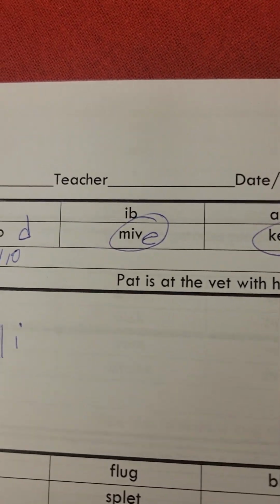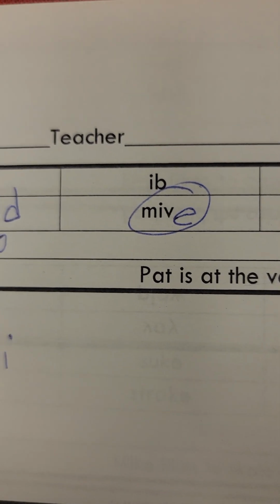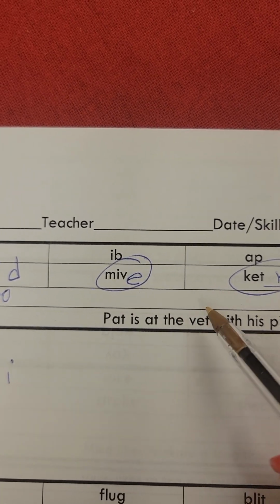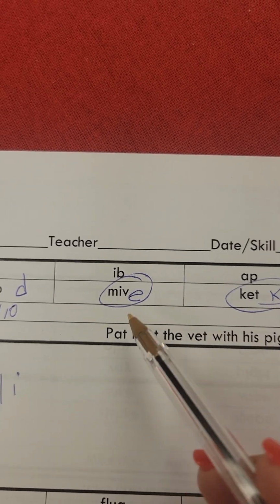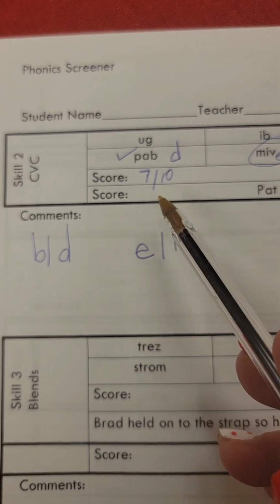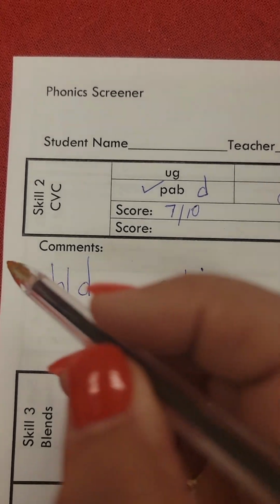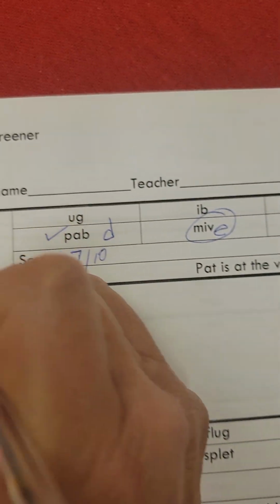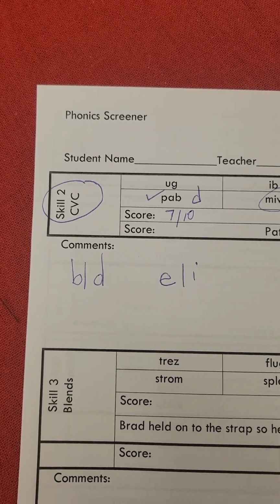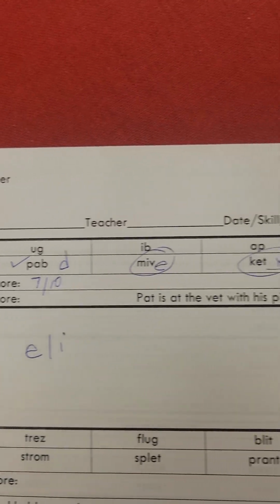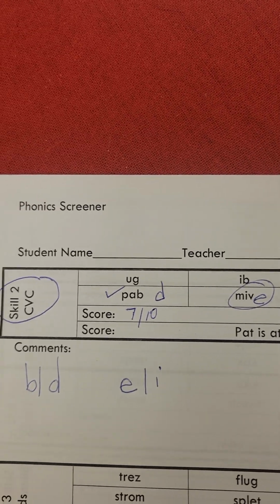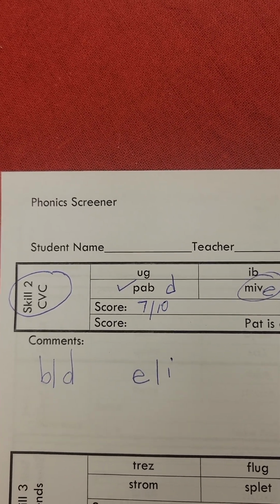Same thing if they said ip instead of ib, write the P down. Then now we know they're mixing up B and P sound, but they still know, so I wouldn't count that off. Since they had 7 out of 10, I would stop at that point and circle that we need instruction on skill 2, consonant, vowel, consonant. I'm not going to continue testing because this is where we are. Remember, we're only grading them on this section on whether they know that it's a short vowel sound or not.